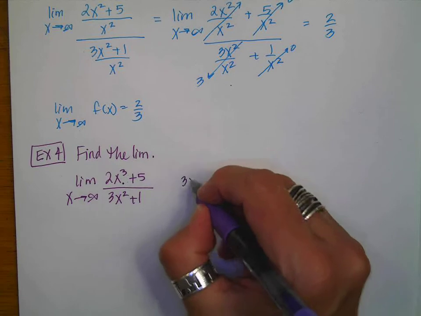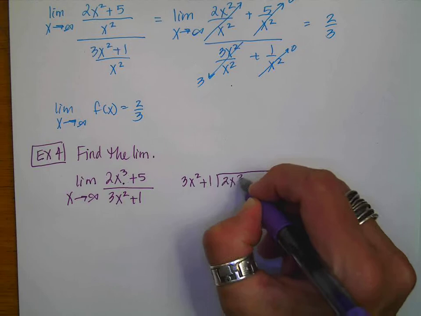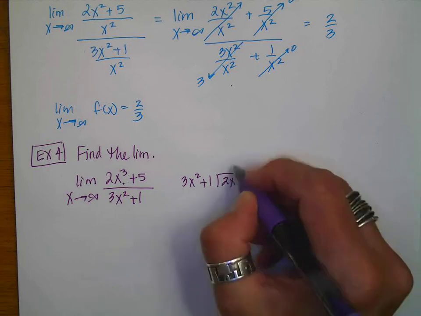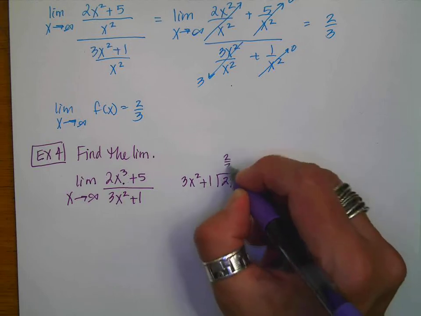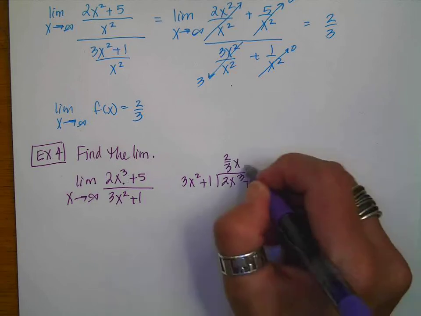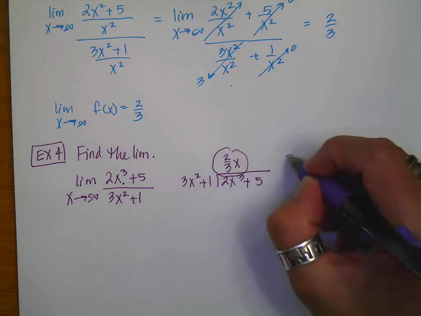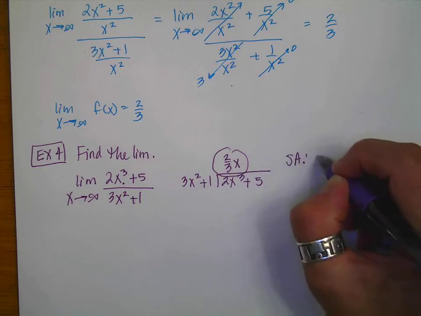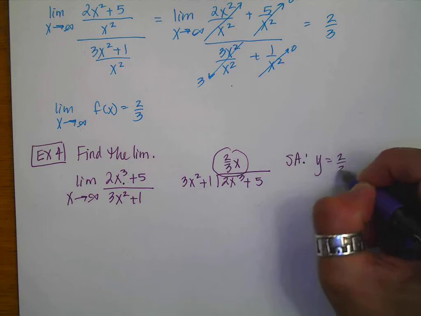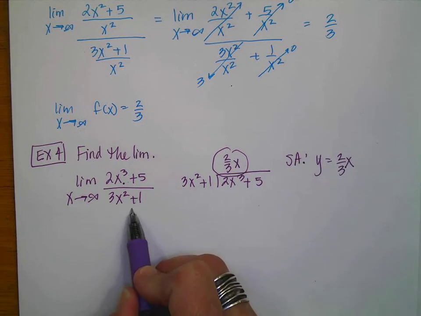So I could do long division. 3x squared plus 1, and I'm going to divide it into 2x cubed plus 5. And so I'm going to get 2/3 x, and I'm going to stop. I'm not going to do the rest of the division because this is primarily what I'm going to look for. I know that I have a slant asymptote, and it's going to be y is equal to 2/3 x.